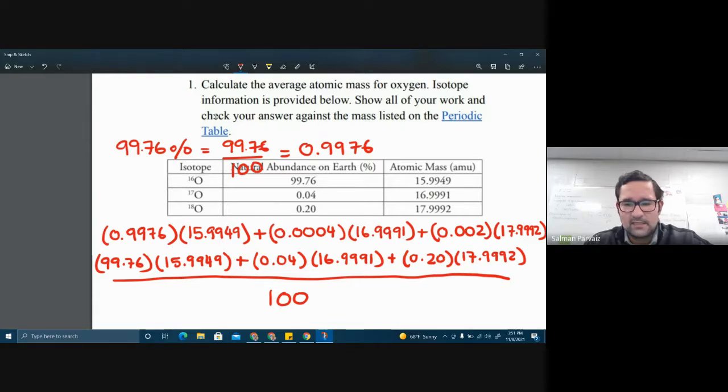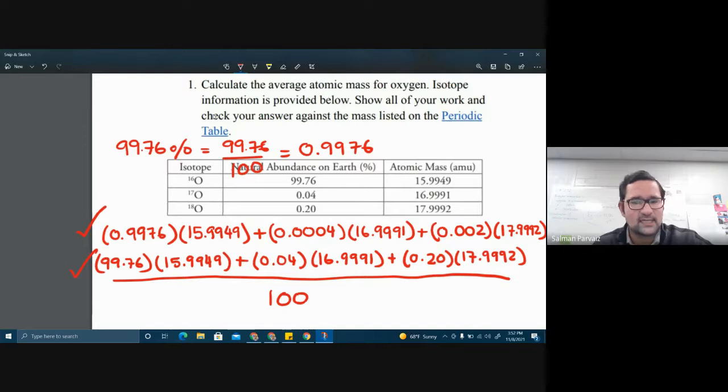If you just go ahead and put everything in the numerator and then hit the division sign and hit 100, it may just divide the last piece, the 0.20 times 17.9992, by 100 instead of the entire numerator. So you want to make sure you get your answer for the entire numerator first and then divide that answer by 100. So either case, both ways work. The top way works and the bottom way works.